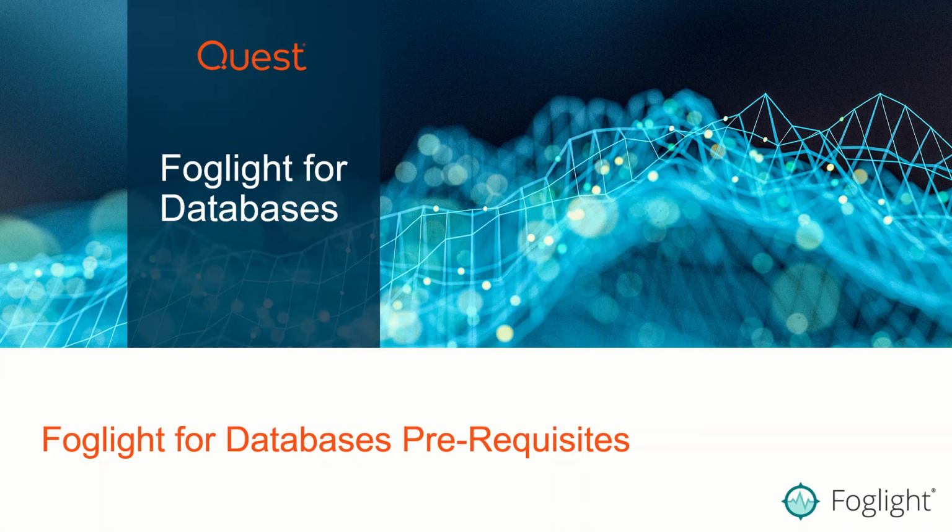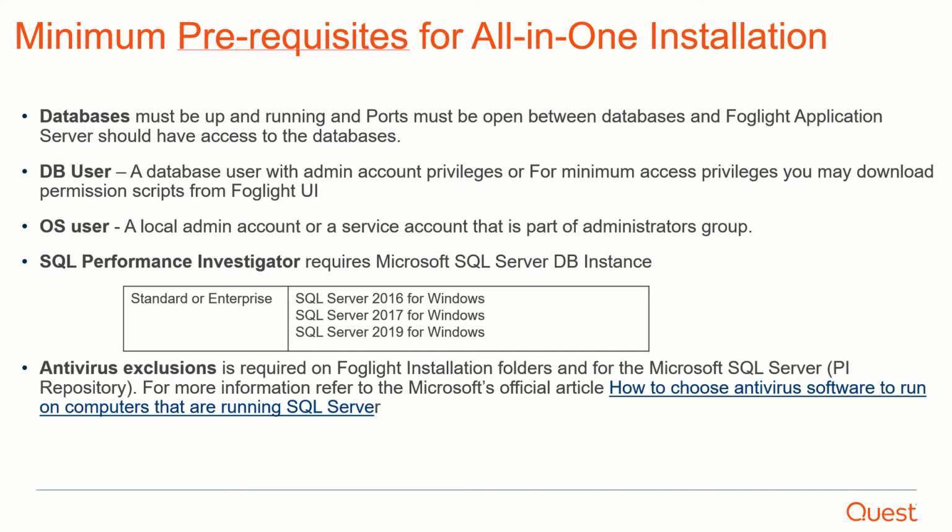Hi, this video demonstrates the prerequisites for all-in-one installation of Foglight for databases. For the all-in-one install, monitoring databases must be up and running, and the ports must be opened between the databases and the Foglight application. A database user must have admin account privilege, or for minimum user access privileges, permission scripts can be downloaded for Oracle and SQL Server from the Foglight UI.